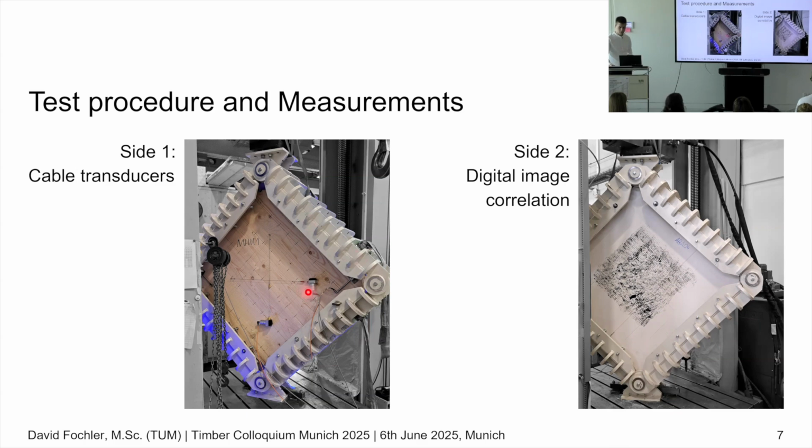Side 1 with 2 cable displacement transducers, one in active and one in passive direction of the vertical compression load. And on the second side, the measured area was captured with a digital image correlation system. That is why we used those white surfaces with black points on them.